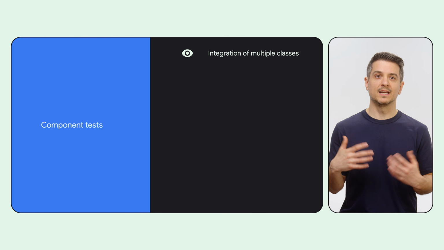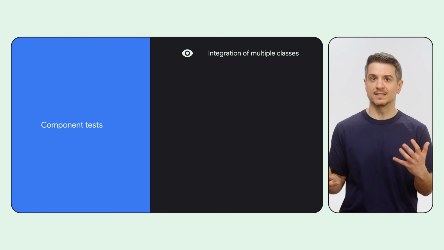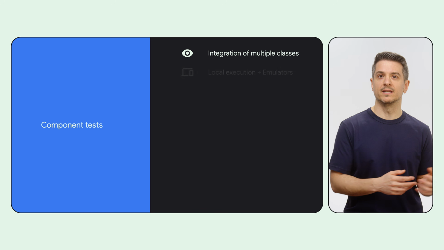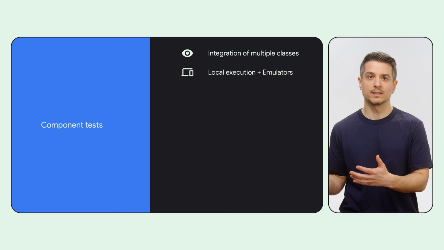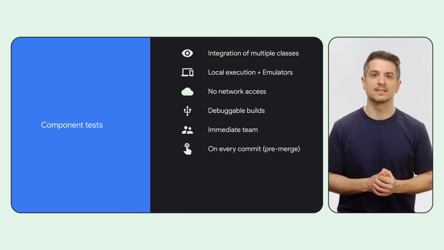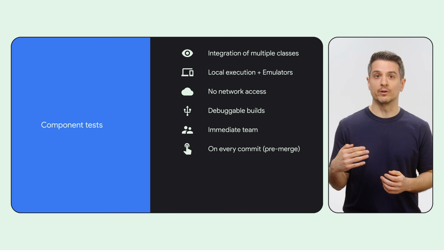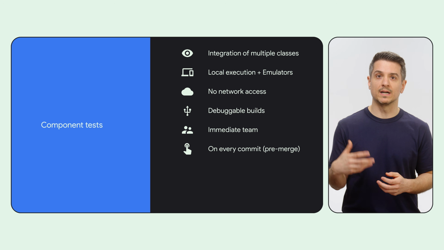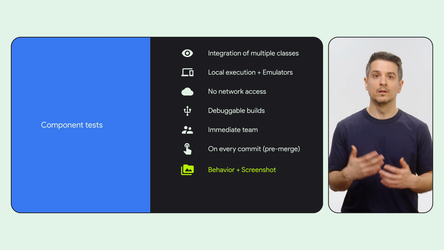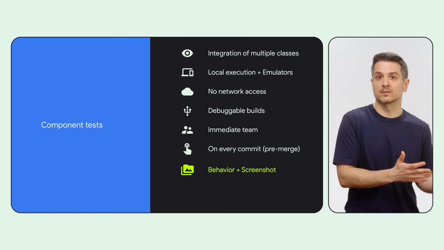Component tests are slightly bigger, and they might test the integration of multiple classes. They can run on emulators or Robolectric, and the rest is the same as unit tests. Of course, if you create your own strategy, you can add more attributes to the categories, for example, whether they can be screenshot tests or not.